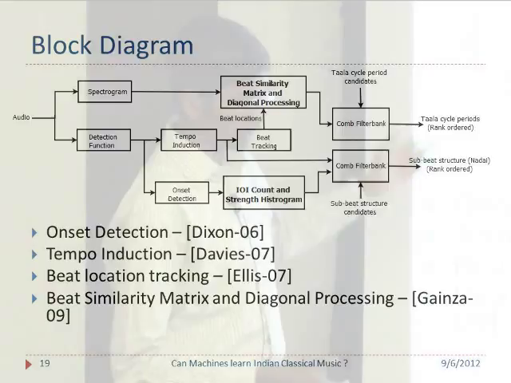And if I can explain it with a block diagram, what we would typically do is, this is audio here, and we would get a detection function, which is based on some signal processing which we do on the signal. It's typically based on spectral flux, which enhances the onsets, and it's easier to detect onsets on the detection function rather than the audio itself. Once we have the detection function, we would do a tempo induction, which is based on some form of autocorrelation wherein we would try to get the tempo of the song.